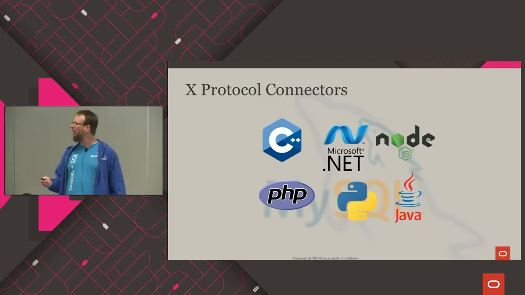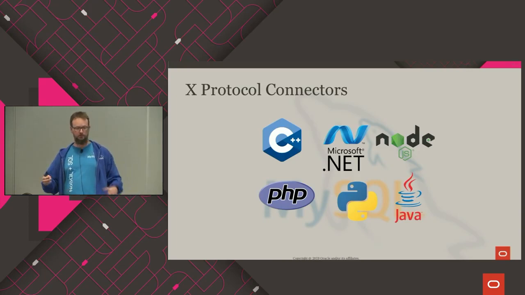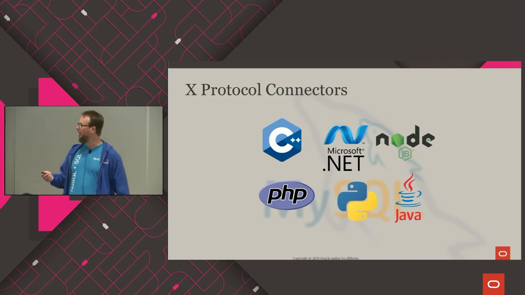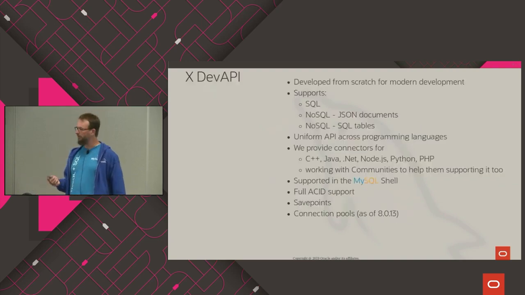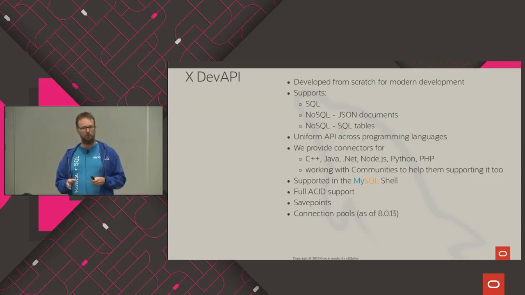And that we can help you on that. Of course, we are also working with other communities to try to increase that. If you are using Go or stuff like that, we help them too, but we don't own the connector. So the Dev API has been written from scratch for modern development.